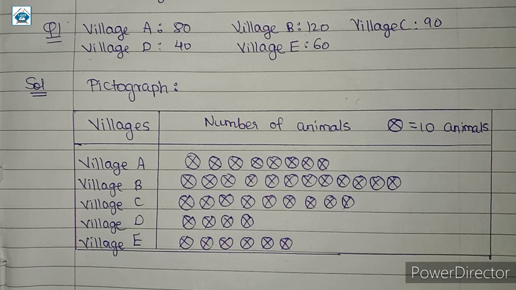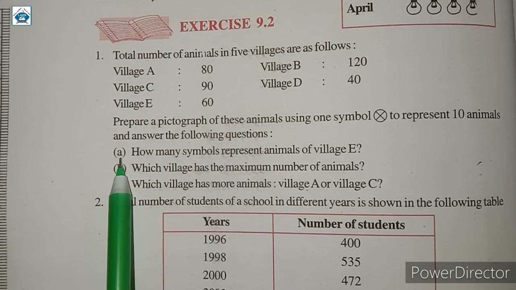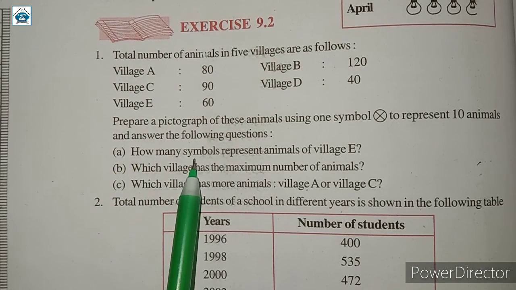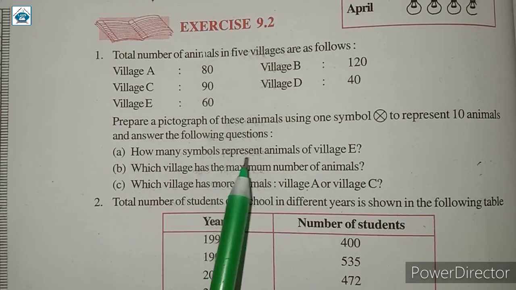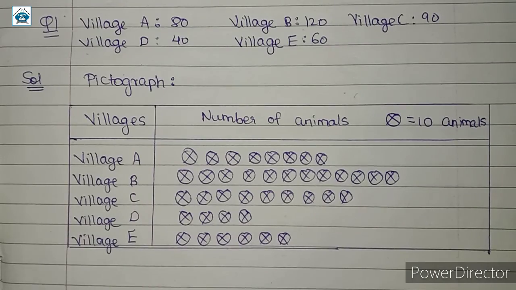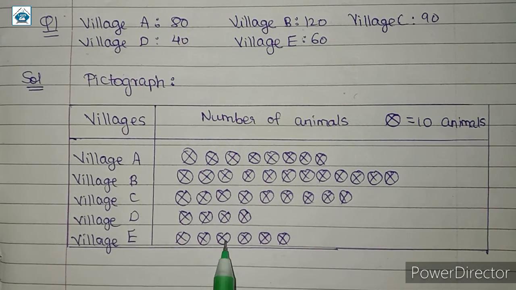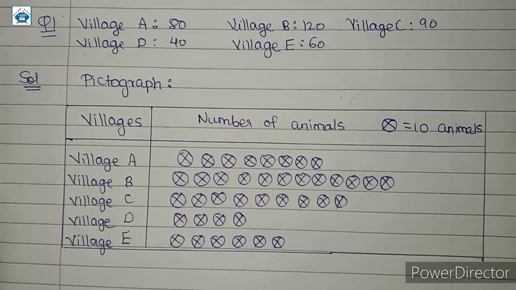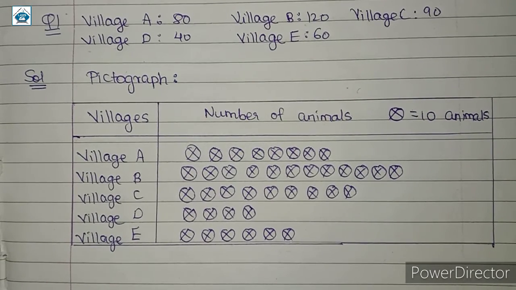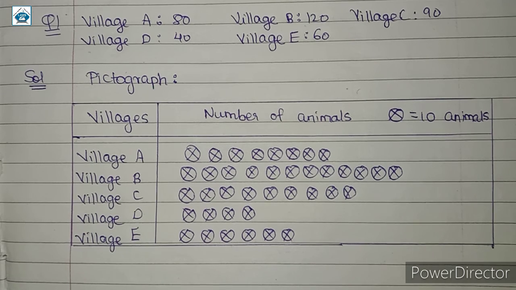Next, we need to answer the given questions. So as we have discussed earlier, firstly we asked how many symbols represent animals of village E. Here we have the row for village E and as we can see 1, 2, 3, 4, 5, 6 symbols are there in front of village E. Therefore, 6 symbols represent animals of village E.